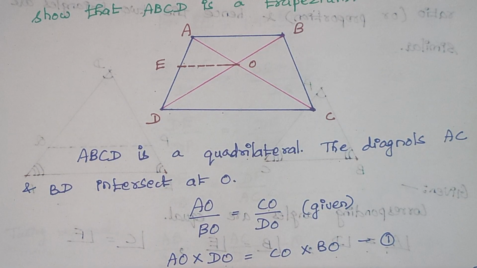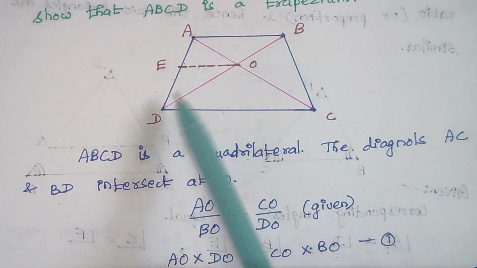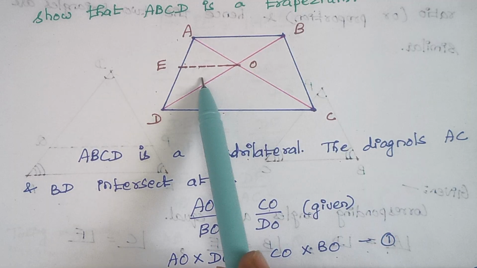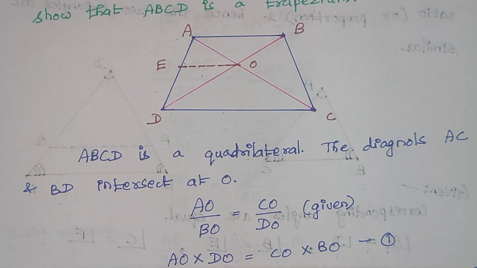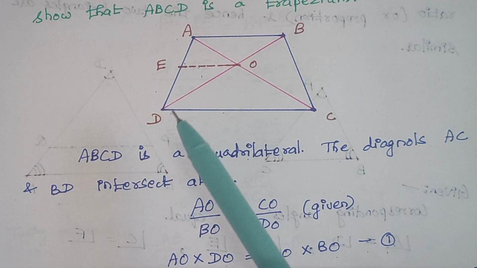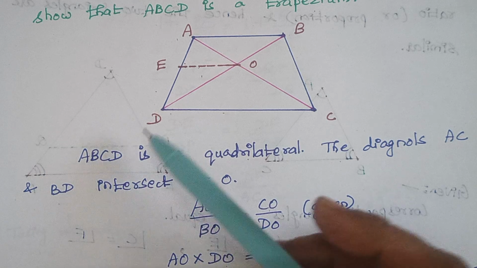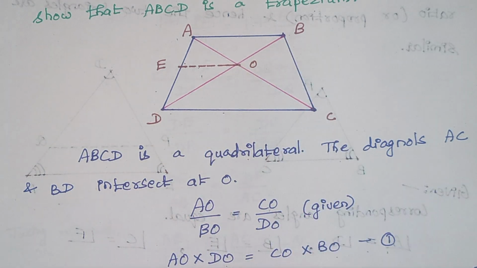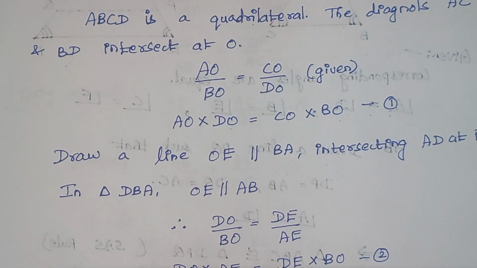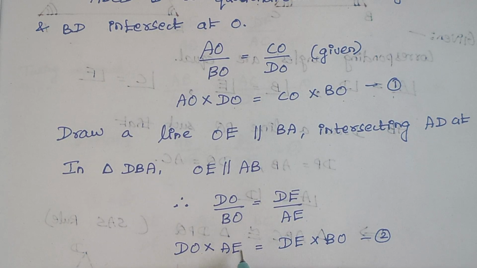The same thing: when you consider the triangle DBA, OE is parallel to AB. So here you can apply the basic proportionality theorem. We have to take the ratios of the sides of the triangle, so this is one side and this is one side. DE by EA is equal to DO by OB. Now we do a cross multiplication: DO into AE is equal to DE into BO. Mark it as equation number 2.